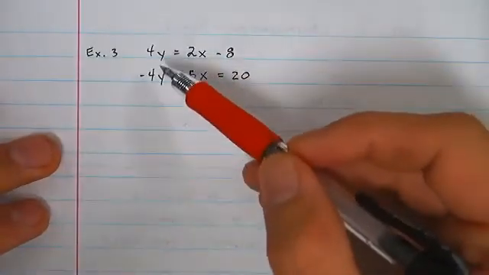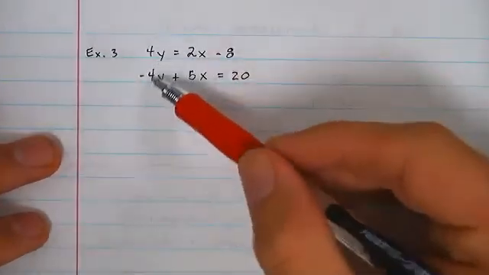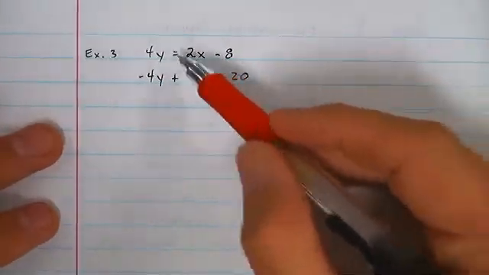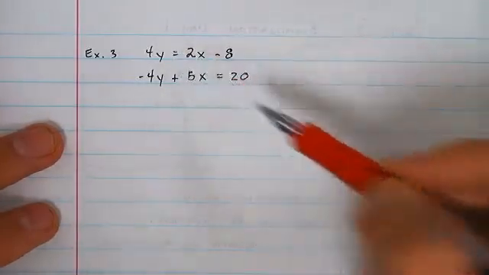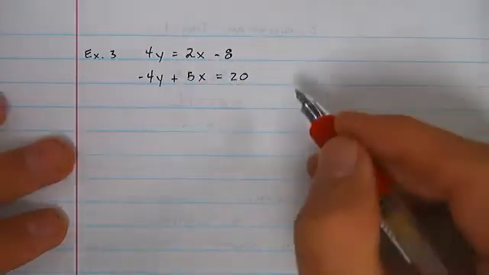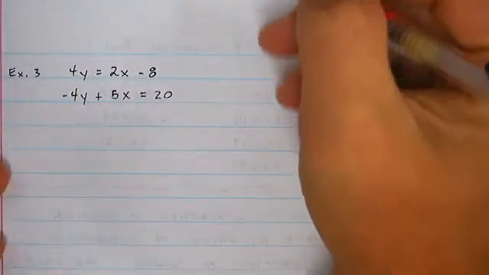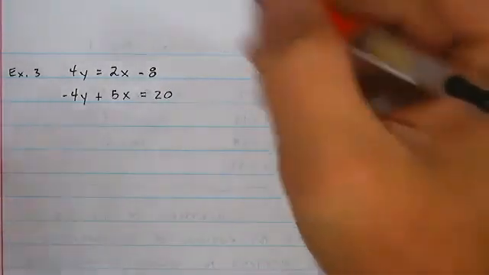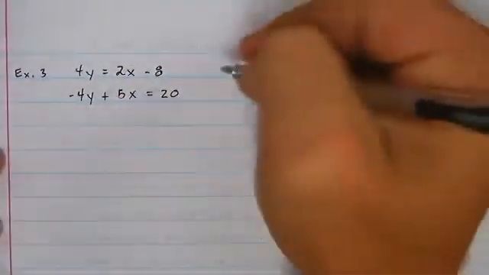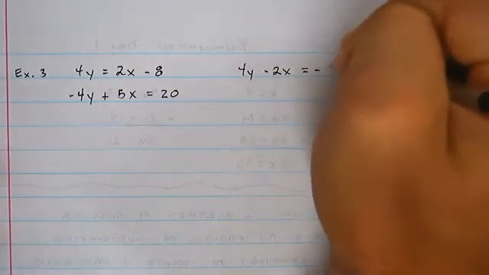For this one, I've already thought about it, and I know I want to add those two y's together because 4 and negative 4 added together give me 0. However, you'll notice we're not in alignment yet. So we've got to change this to bring it into alignment until we can add and subtract them. So what I'm going to do is move that 2x to the left, which is going to bring my equal sign over. So I've got 4y minus 2x equals negative 8.